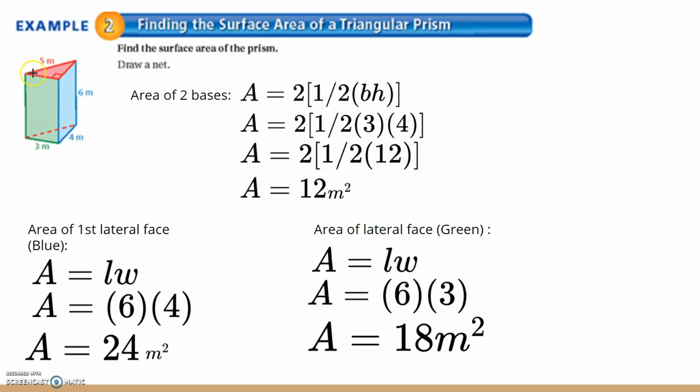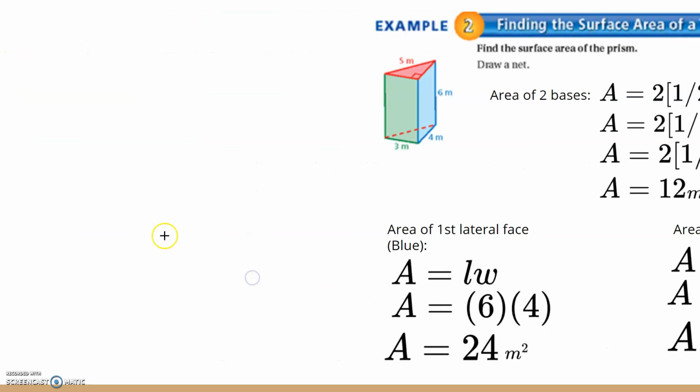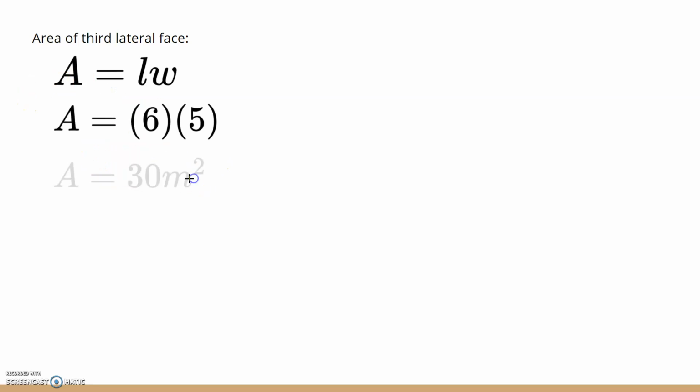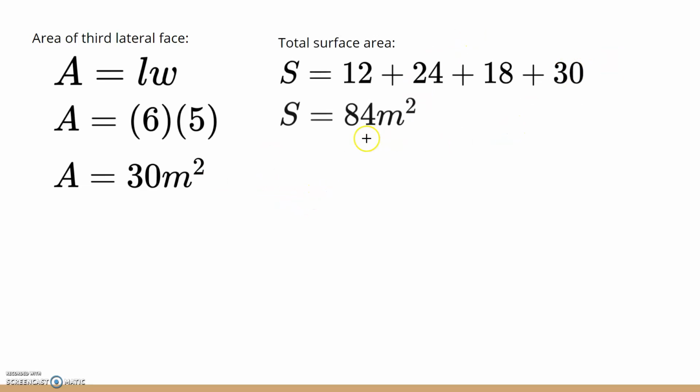Now finally, before I move on to the next slide, we're going to find the values for our last lateral face, which is 5 meters and 6 meters. We're going to get area equals length times width, multiply our values together, 6 times 5, which gives us 30 meters squared. Now that we found the values of all the separate figures, we need to find the total surface area. So we're just going to add all our values together, which gives us 84 meters squared.